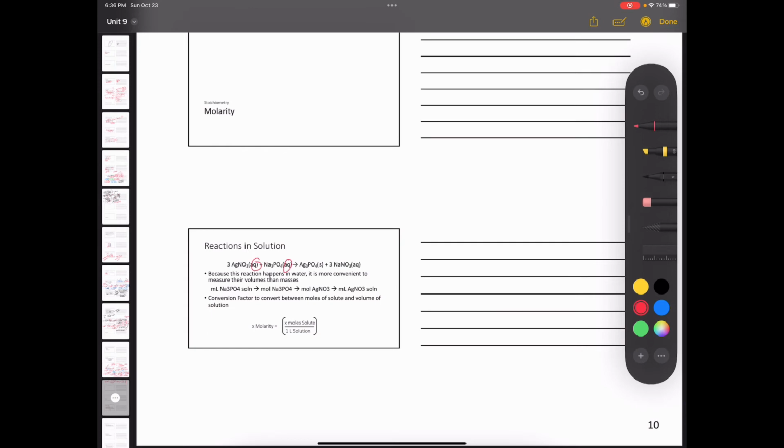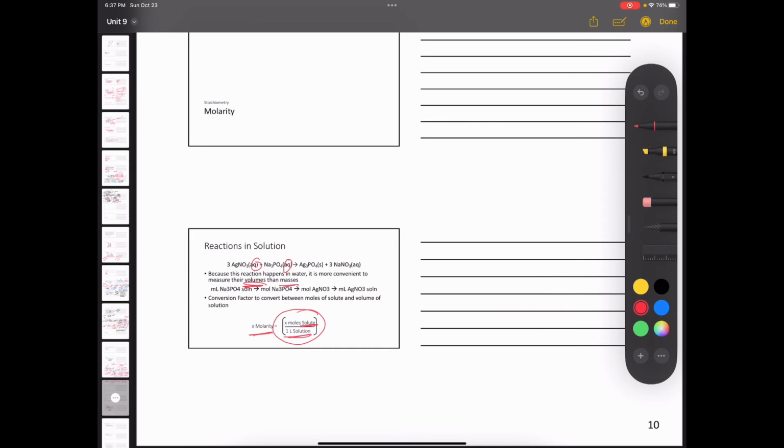as you see here. The reaction of silver nitrate and sodium phosphate. When you have a reaction that is taking place in an aqueous medium, it would be easier and more convenient to measure and do the calculations through volume instead of mass. So instead of starting with grams, with molarity we will be starting with mLs, okay? Because what molarity means is the number of moles of a substance in 1 liter of volume, okay? So moles of a solute in 1 liter of solution.